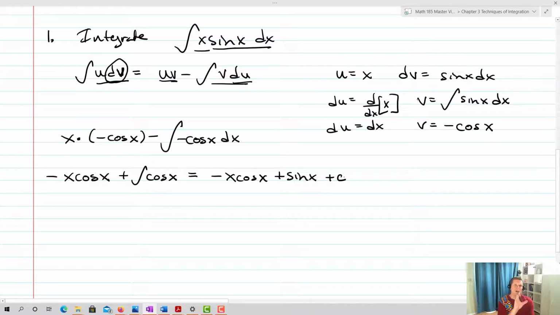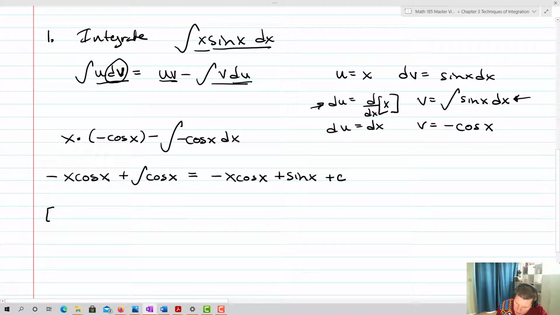So what we did was we selected one of our functions to be the u and the other function to be the dv. We took the derivative of u in order to find du. We took the integral of dv to find v, and then we plugged it back into the equation there to do the integration by parts. Let's take a look at another example.